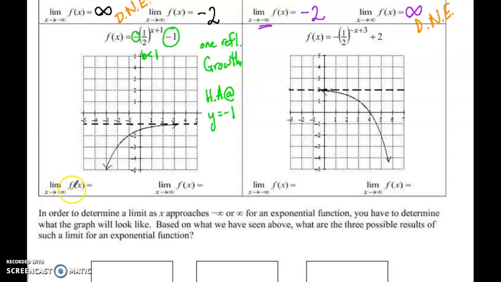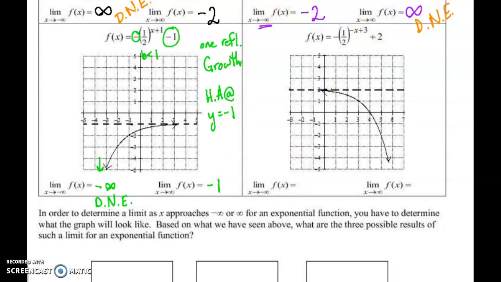So our left end behavior, as x goes to -infinity, the function is going infinitely down. -infinity, or below, does not exist as well. And as x goes to positive infinity, because it's a growth function and it's below the x-axis, I should say below the horizontal asymptote, we're looking at y equals -1.